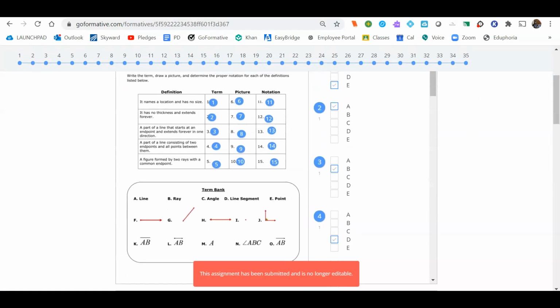All right. So that's how you do a GoFormative assessment or assignment. And those are the answers. This is for your use to check your answers and to review for your test, which we're going to have on Tuesday or Wednesday, depending on when you have class.